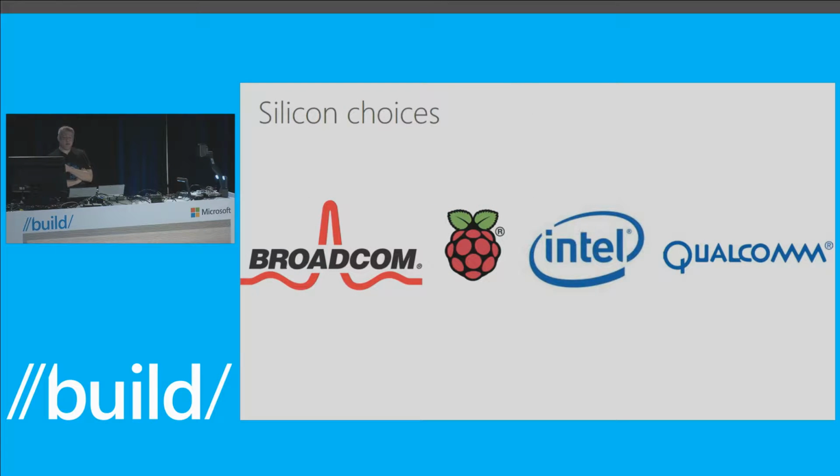When we talk about silicon choices, we have 3 developer boards across 4 different corporations. The first one is the Raspberry Pi 2 and 3, which uses a Broadcom chipset. There's the Intel Minnowboard Max, which uses the Intel Bay Trail, and the Qualcomm DragonBoard 410C, which uses the Qualcomm chipset. Each of these is supported with Windows 10 IoT Core, enabling you both ARM as well as Intel chipsets and multiple different ARM chipsets as well.